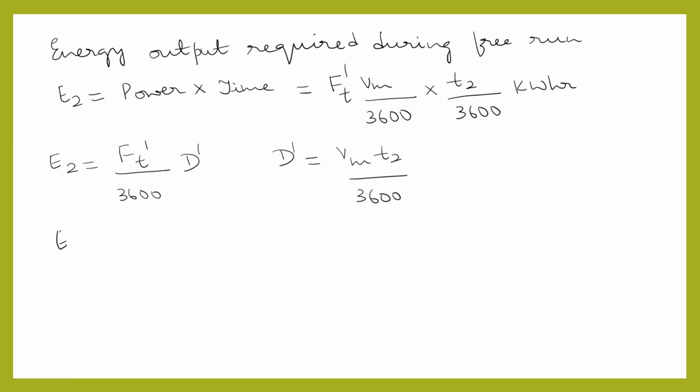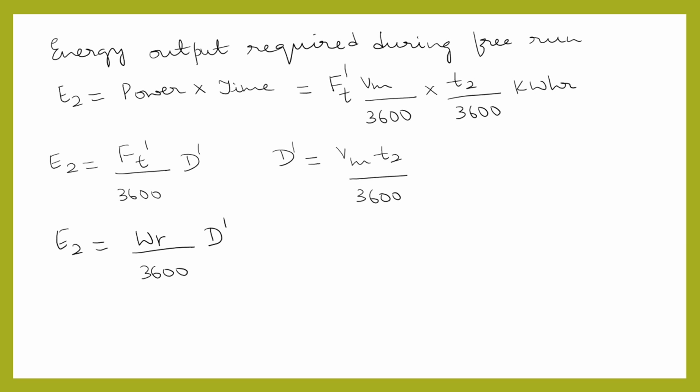So we have E2 is equal to Wr by 3600 into D dash. Since at the start of free run, the train has reached its maximum speed, therefore the term tractive effort required for acceleration is not included in Ft dash.